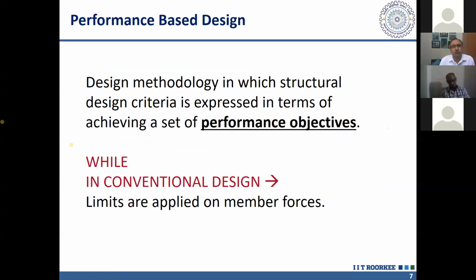If I have to differentiate performance-based design from the current design philosophy, the main difference is that in performance-based design, we are designing for a set of performance objectives. So we define our performance objectives. Those performance objectives are in terms of performance levels corresponding to certain hazard levels. Two terms are important here: hazard level and performance level. I will explain what we mean by that. And when we compare it with conventional design, in conventional design we are applying limits on member forces.